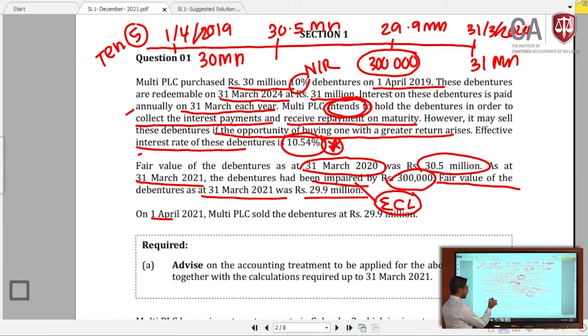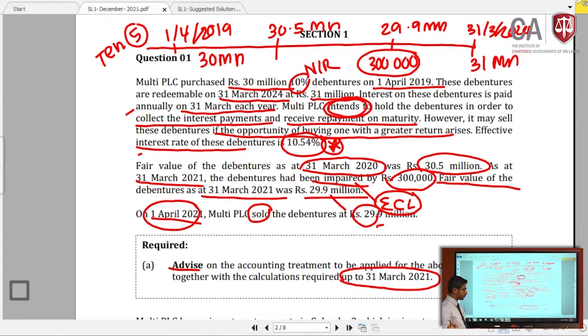On 1st April 2021, Multi PLC sold the debentures at 29.9 million, which is the same as the fair value as at 31st March 2021. Right. Now what are they asking? Advice on the accounting treatment to be applied for the above debentures together with the calculations required up to 31st March 2021. So basically they are not asking what is happening on 1st April 2021. They are asking up to 31st March 2021.